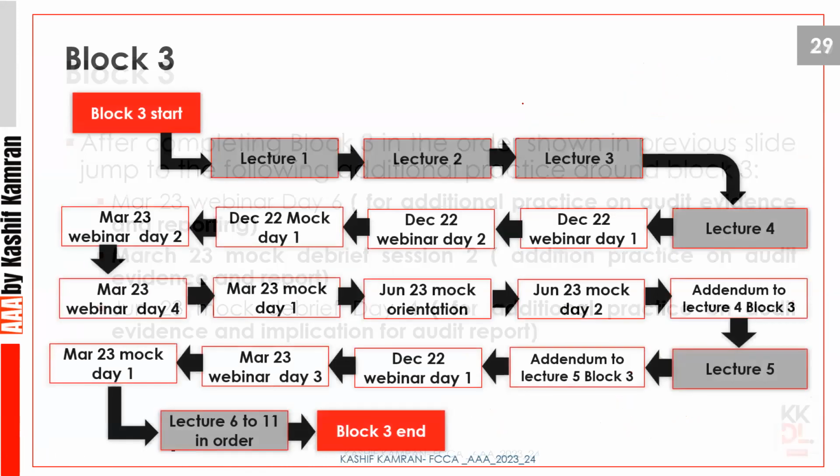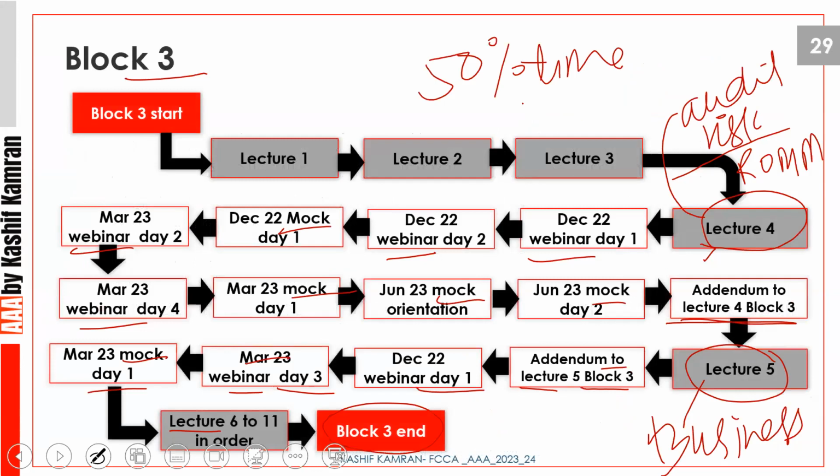And the diversions you saw on the previous slide are for lecture four and lecture five. Lecture four is audit risk and ROM, and the diversion is giving you practice on the changes since September 22. And lecture five is business risk, and the diversion is giving you practice on the changes in business risk from September 22. So please take a printout of the slides and keep it on your work table or desk where you study, or in a file.